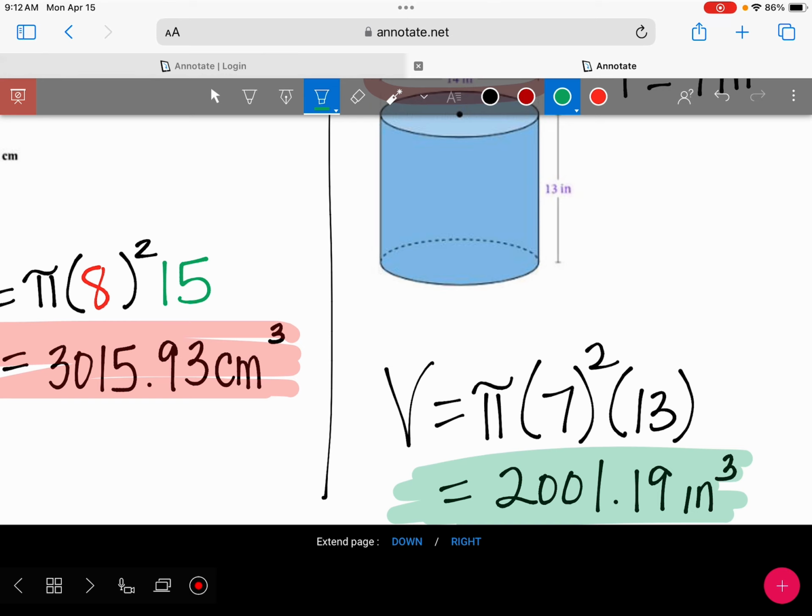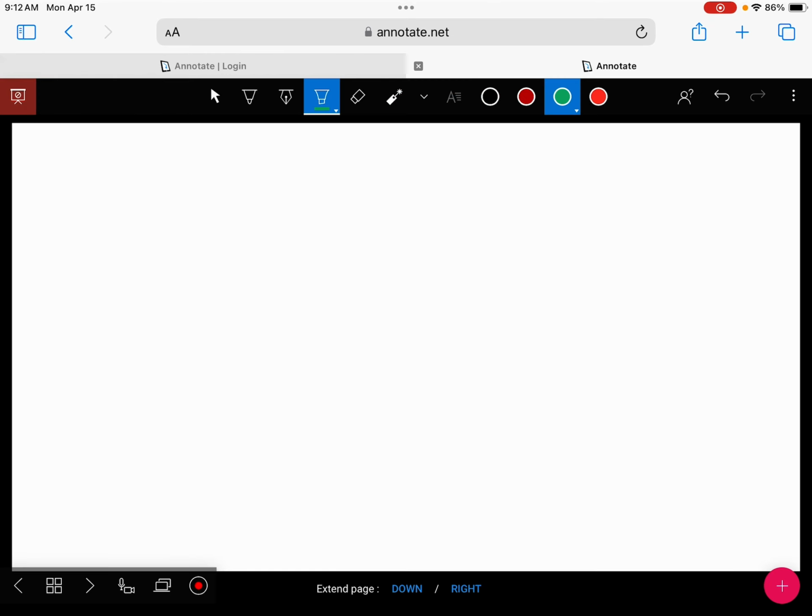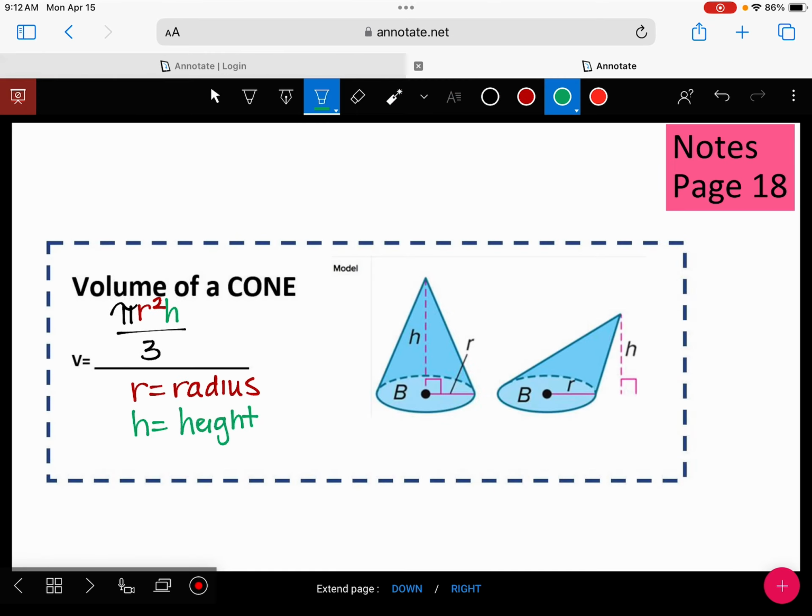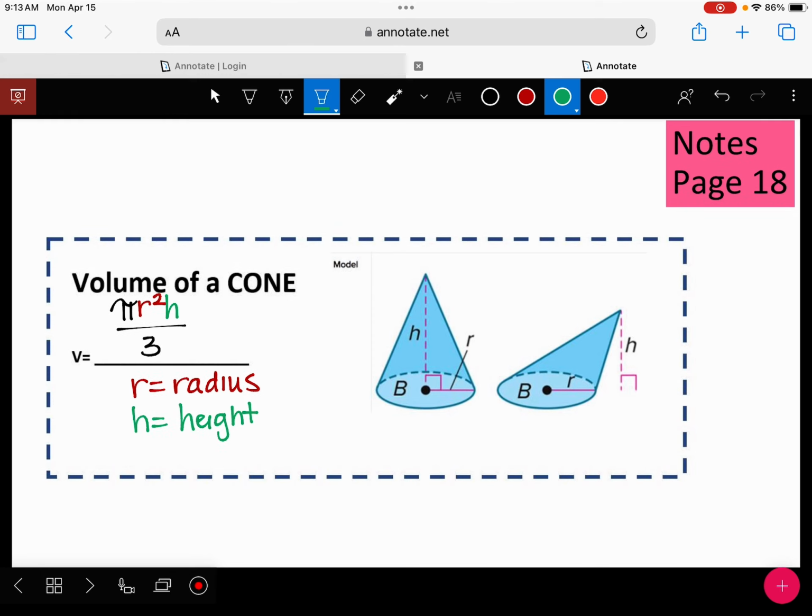All right, who has something close to this? If you put 2001.2, that's also fine. All right, so that's our first formula, a cylinder. The next formula, go to the next page, is volume of a cone. So formula for volume of a cone, take a minute. It's the same thing as a cylinder, except we have to divide it by 3.